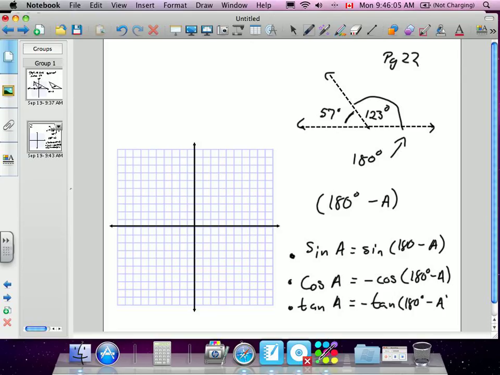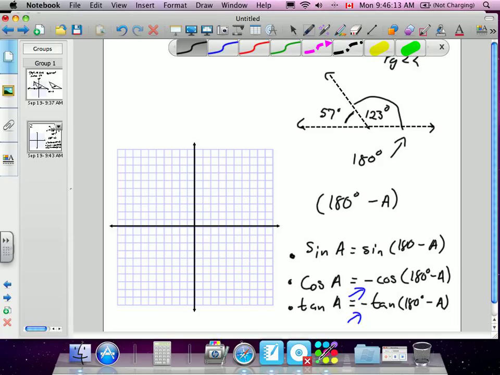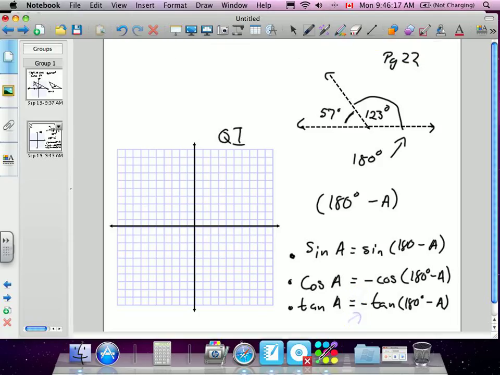Now, from what we did on Friday, why do I have cos and tangent as negative numbers? Does anyone remember? Yes, Sampras. Because quad 2 is, quad 1 is all positive, quad 2 is sine positive, and the rest negative. Good.